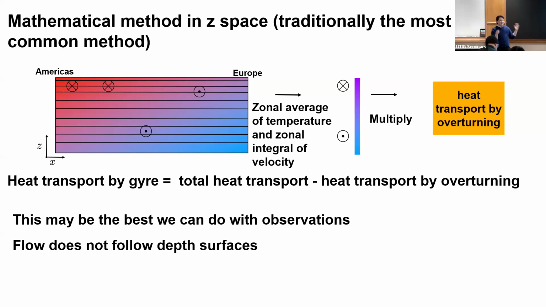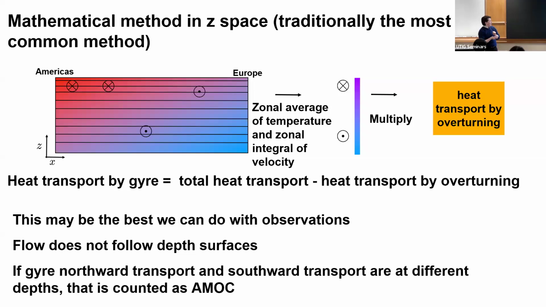But in reality, flow doesn't follow depth surfaces in the ocean. Flow tends to follow density surfaces. And so this method is perhaps not as accurate as we would like. A good example for why is if you have, for example, this flow, which is the northward western boundary current of the gyre, and then this is the southward flow of the gyre. So we have flow that's joined up in the north and goes around. This flow is higher up than this flow. And because of that, you're going to see it in this zonal average of the velocity, and so that will be counted as being overturning rather than flow from the gyre.